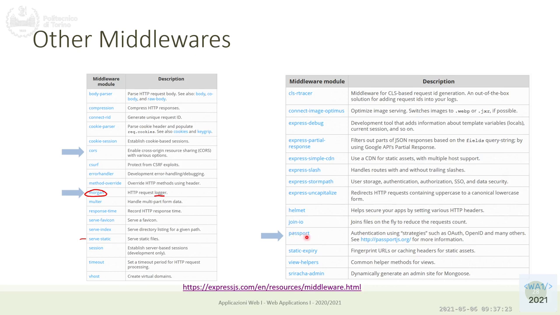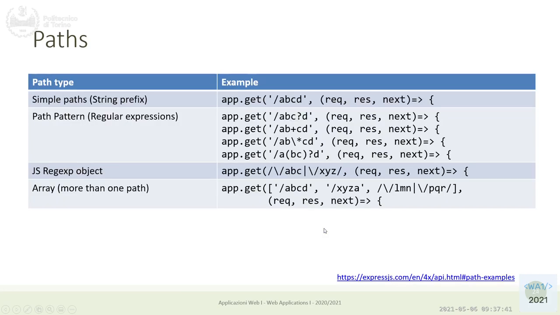Toward the end of the course, we'll also have a look at Passport, which is a package for handling the login and logout and authentication of the users. And there's also some validation middleware, maybe it's not in this table, that we are going to use.